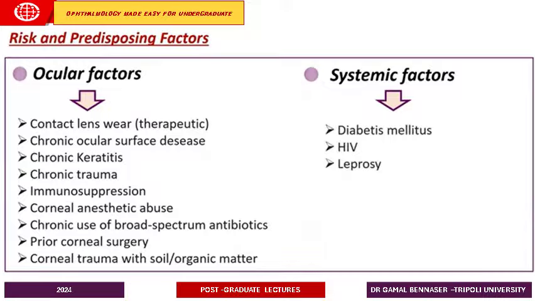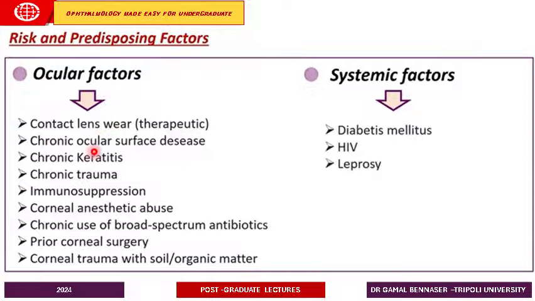Now, if we have a quick look at the risk factors and predisposing factors that lead to fungal keratitis, we will find that contact lens wear and trauma are common risk factors, especially, as I said, in the developed countries. The extensive use of contact lenses has increased the incidence of fungal keratitis. Also, the risk of trauma is higher in developing countries, so the prevalence of mycotic keratitis is increasing.